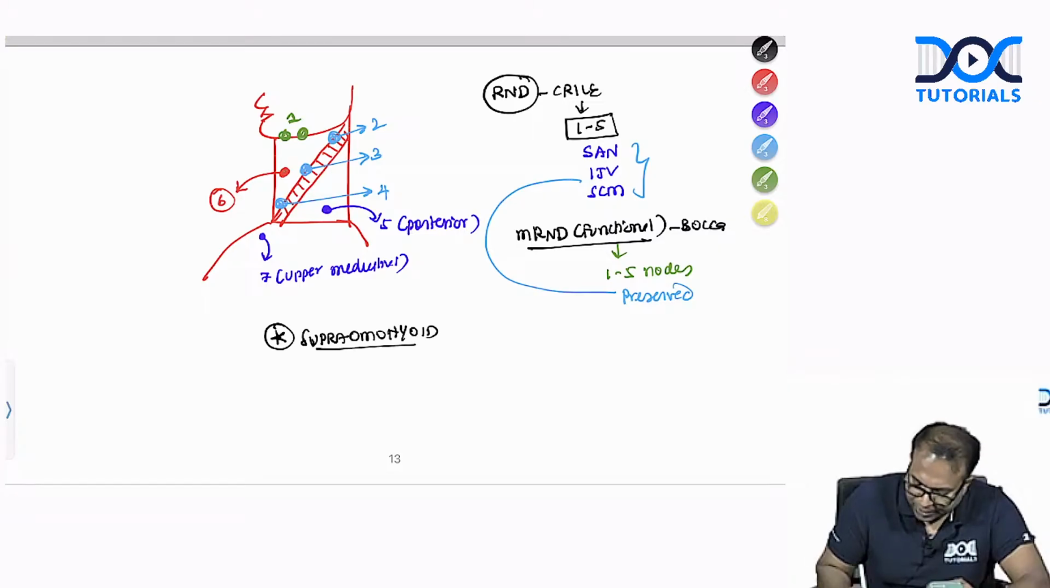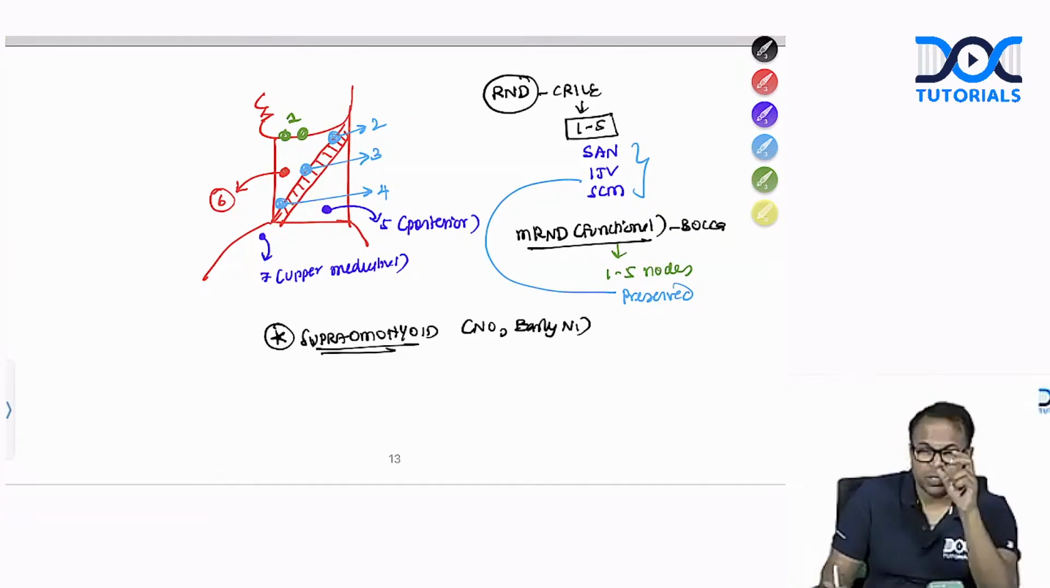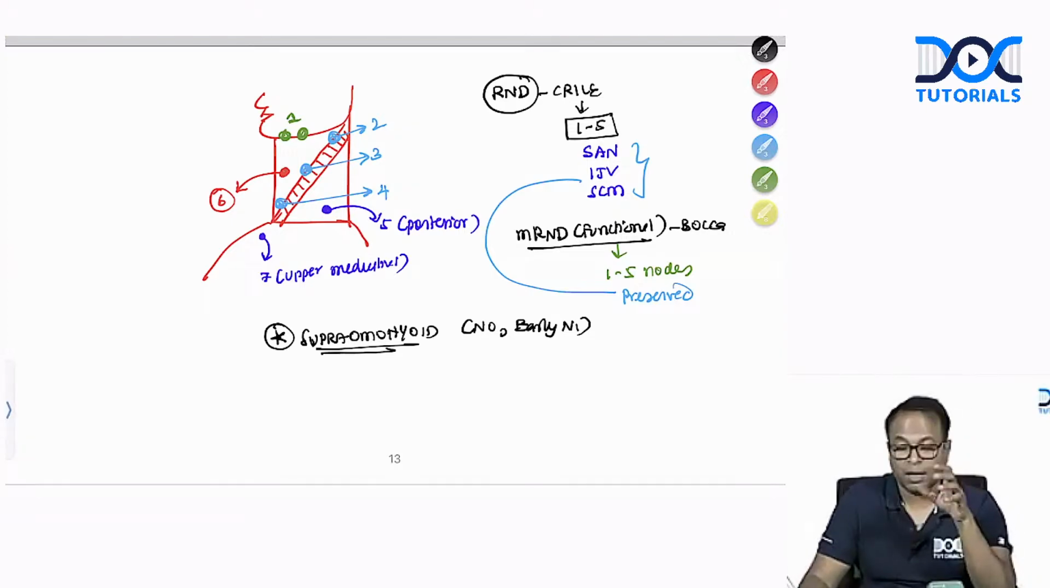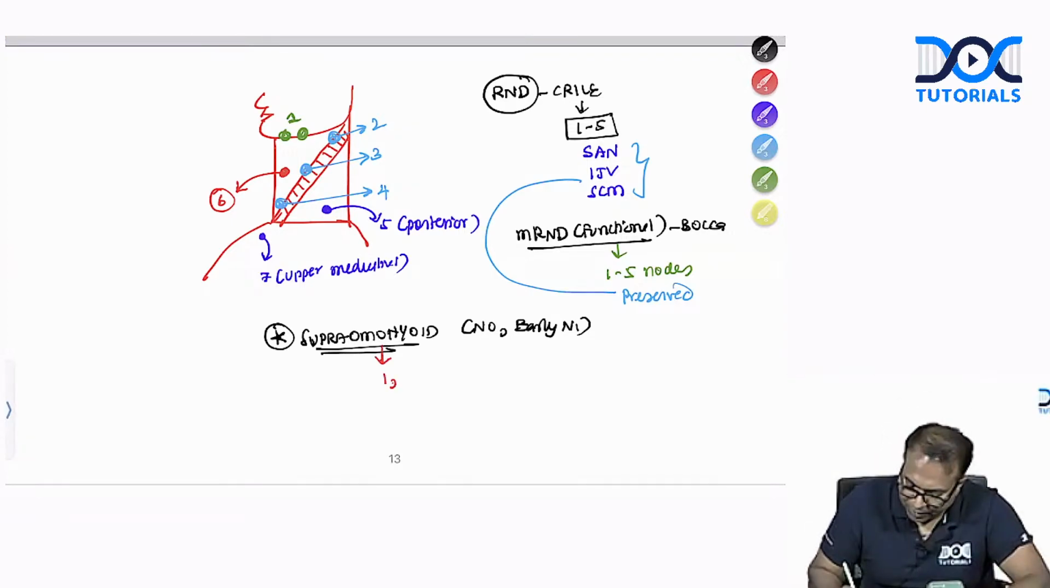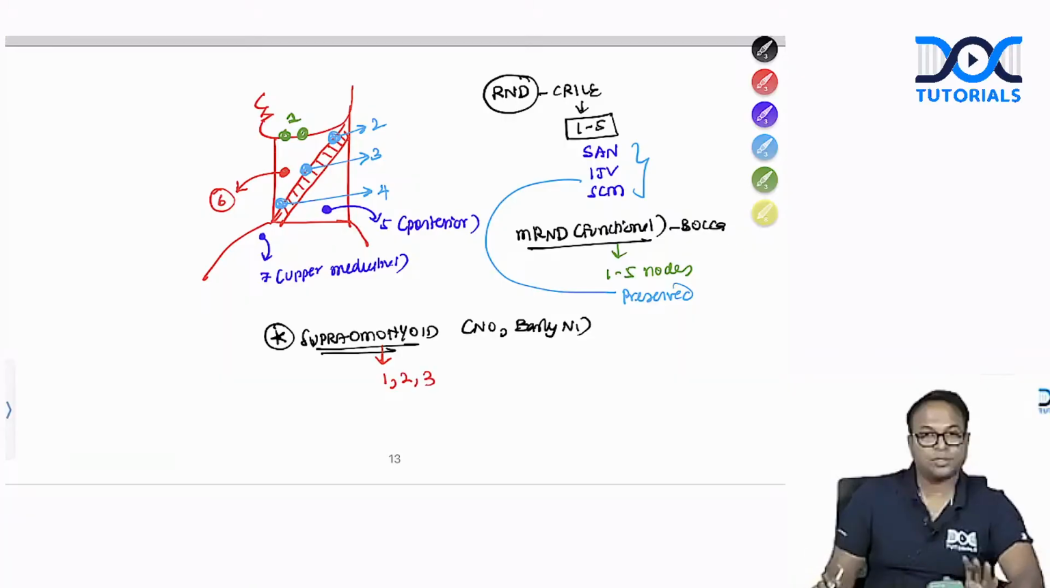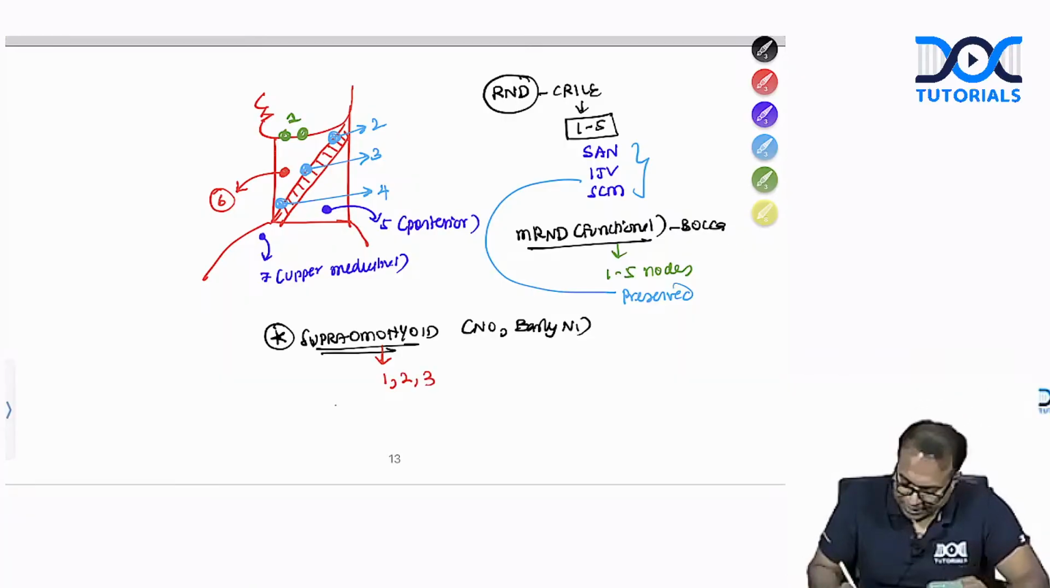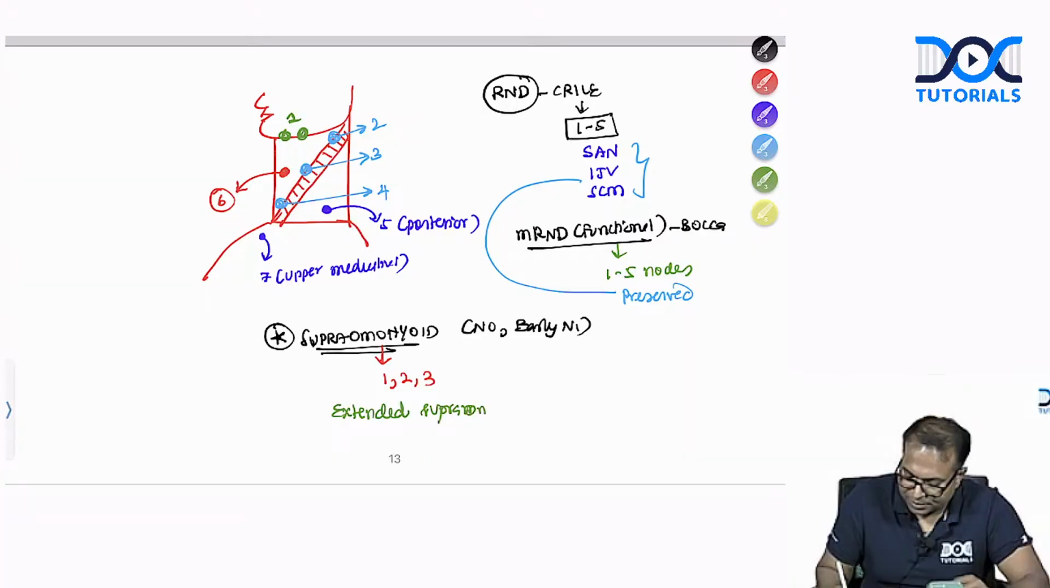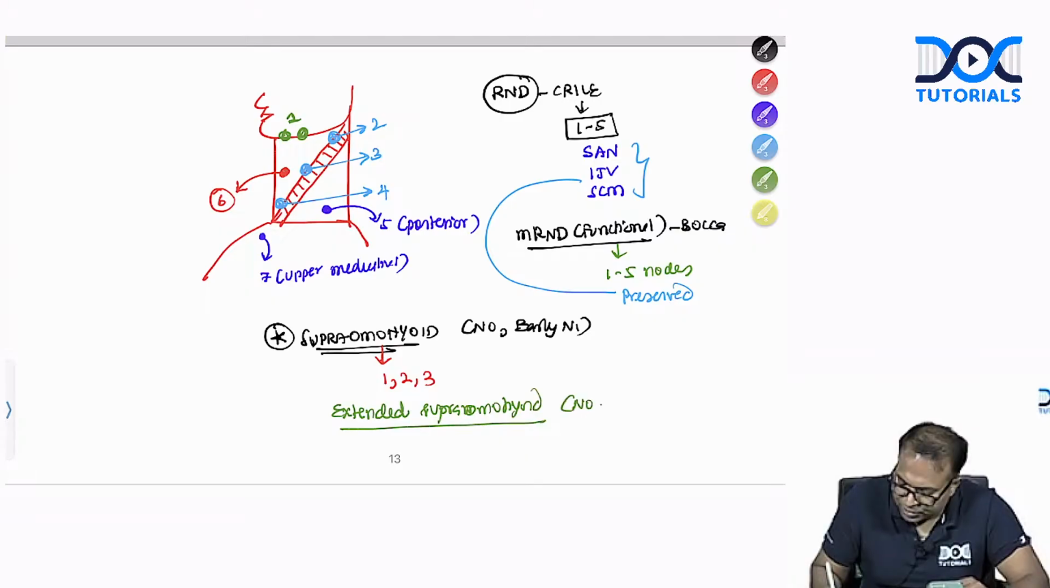Supraomohyoid is a dissection which is done for N0 and early N1 cases. N1 means a single node less than 3 cm or no neck node is palpable. We remove level 1, level 2, level 3 nodes. That's all. And in tongue cancer, we do extended supraomohyoid because they may have skip metastasis. Don't forget, tongue cancer can have skip metastasis. So N0 of tongue cancer alone, you will do 1, 2, 3, 4 also.